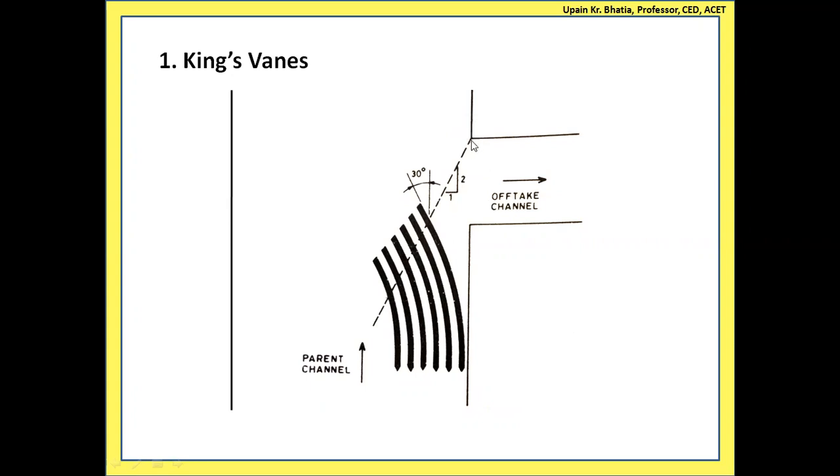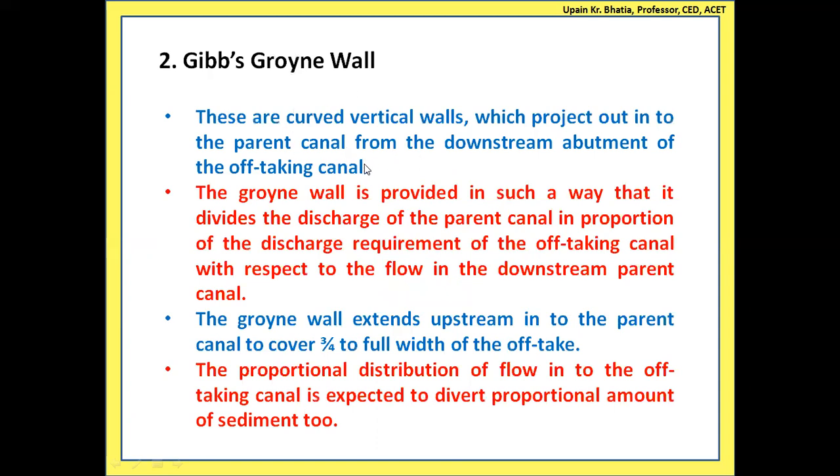So this is the downstream abutment of the off-taking channel. From this point, this will be extended. Whatever we are talking of as the Gibbs groin wall, that groin wall has to start from here and extend into the parent canal. From this point, in this direction, this wall will be running. This is the meaning of the first line: these are curved vertical walls which are projected out into the parent canal from the downstream abutment of the off-taking canal.